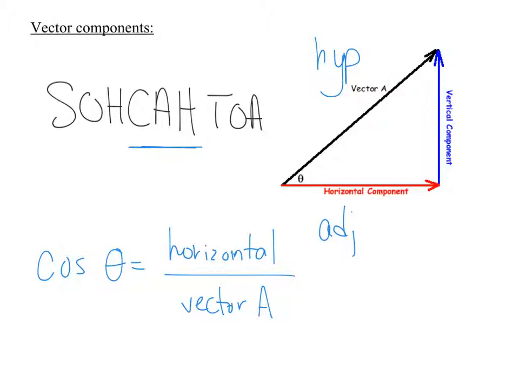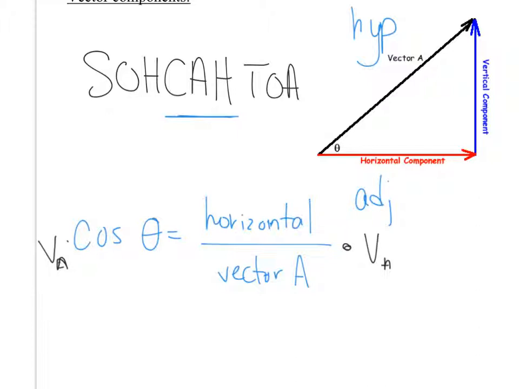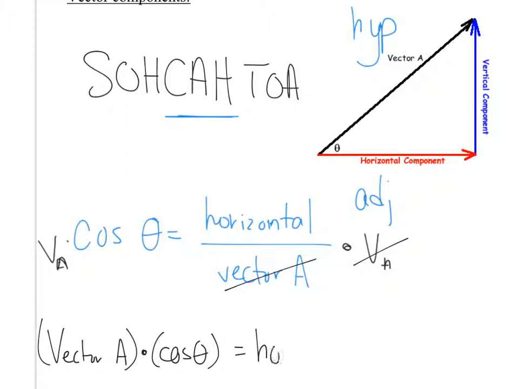Multiply both sides by vector A. What happens on the right-hand side? Vector A and vector A cancel. So it turns out that vector A, or whatever vector you call it, doesn't matter, times the cosine of theta is equal to what's called the horizontal component.